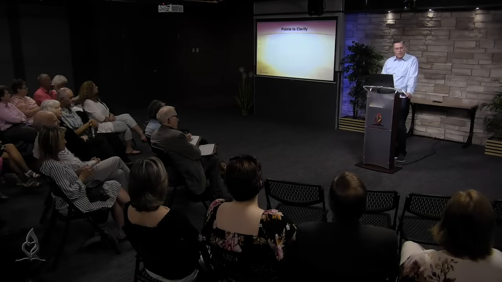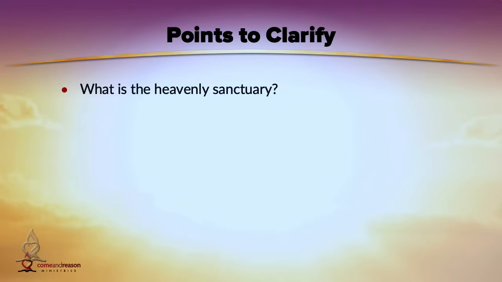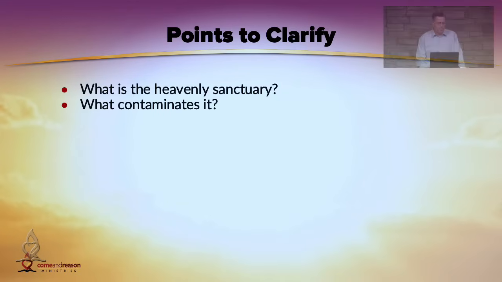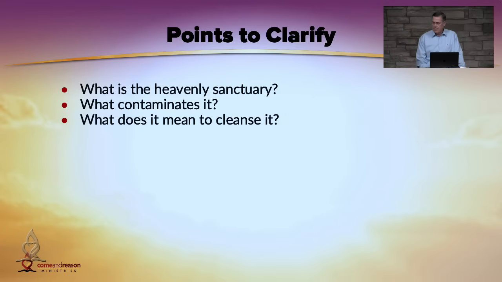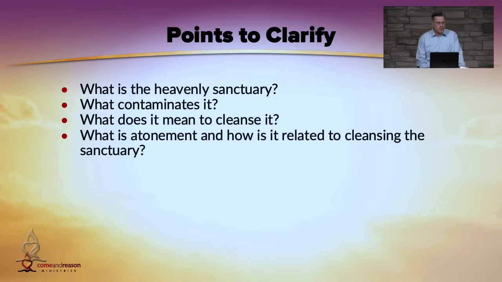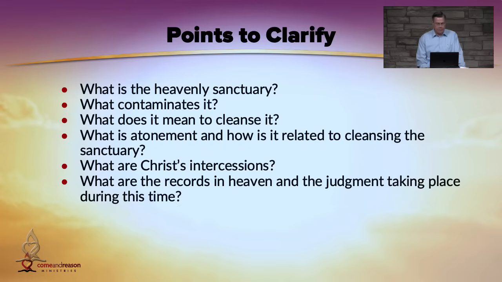So the points we're going to clarify now are the following. What is the heavenly sanctuary? What is it? What contaminates it? What does it mean to cleanse it? What is atonement, and how is it related to cleansing of the sanctuary? What are Christ's intercessions? What are the records in heaven and the judgment taking place during this time? Why wait to 1844? So those are the questions we're going to answer. Sound like good questions? Yeah. Do you know the answers already?